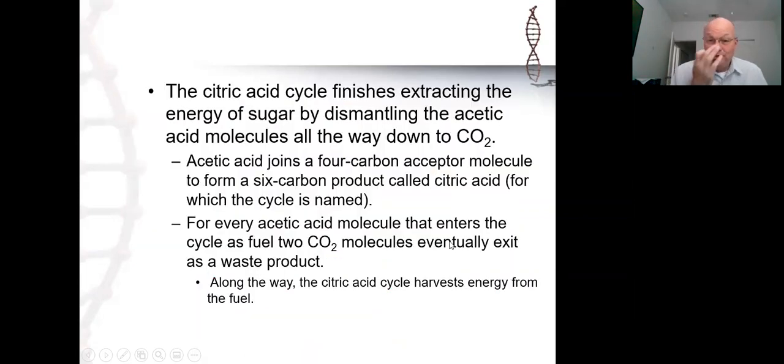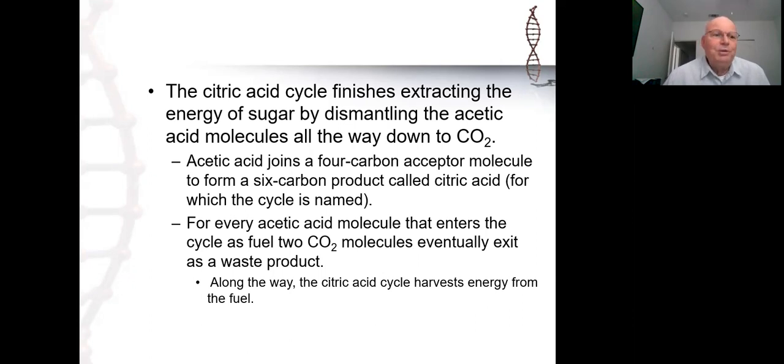So in the citric acid cycle, the two carbons of the acetyl group attach to a 4-carbon receiving molecule to give rise to a molecule called citric acid, hence the name of the cycle, citric acid cycle. And that's a 6-carbon molecule. As that 6-carbon molecule then passes through the next couple of chemical steps of the cycle, 2 carbon dioxides are released, which is the equivalent of the 2 carbons that the acetyl group brought in.